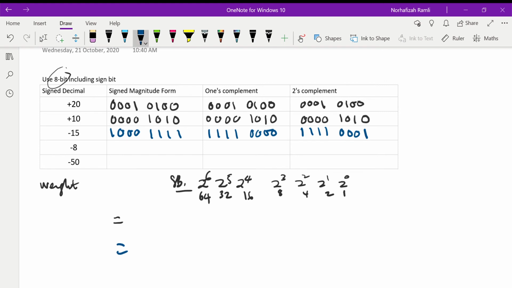Minus 8. Now minus 8 is actually negative 8. Only 8, so 0, 0, 0. So here is 0, 0, 0. I can put negative because I still keep the negative sign.